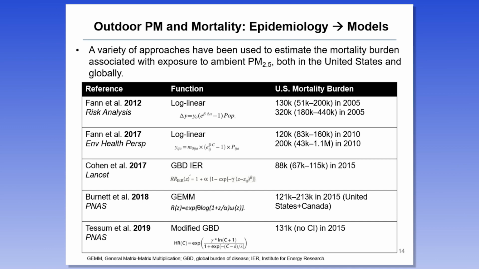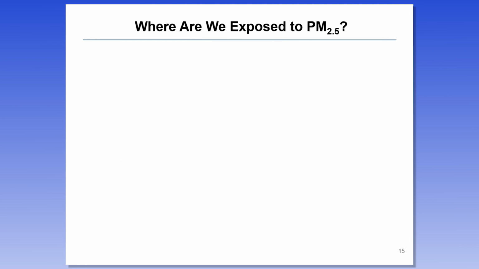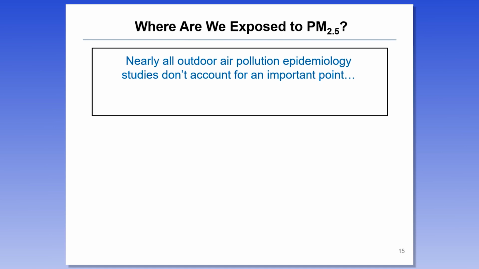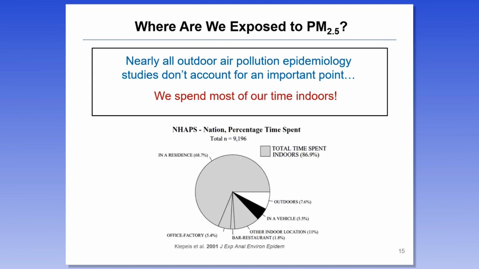This is all done assuming that you can measure outdoor PM2.5 concentrations, and that those are a reasonable surrogate for people's exposure to PM2.5. But the question is, where are we really exposed to PM2.5? A really important point here is that nearly all outdoor air pollution epidemiology studies don't account for an important point, and that is that we spend most of our time indoors. Maybe you've heard it before, we spend almost 90% of our time indoors on average. You'll find that on the EPA's website and other places.